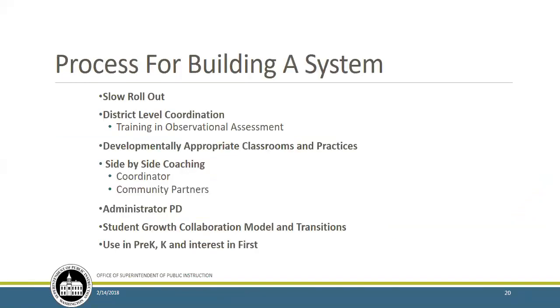So people ask all the time, how do you build the system? I think we were really fortunate in the fact that it really started at the classroom level, and with a very slow rollout, we were able to build up. But it didn't come just easy. We had to be very thoughtful about it.